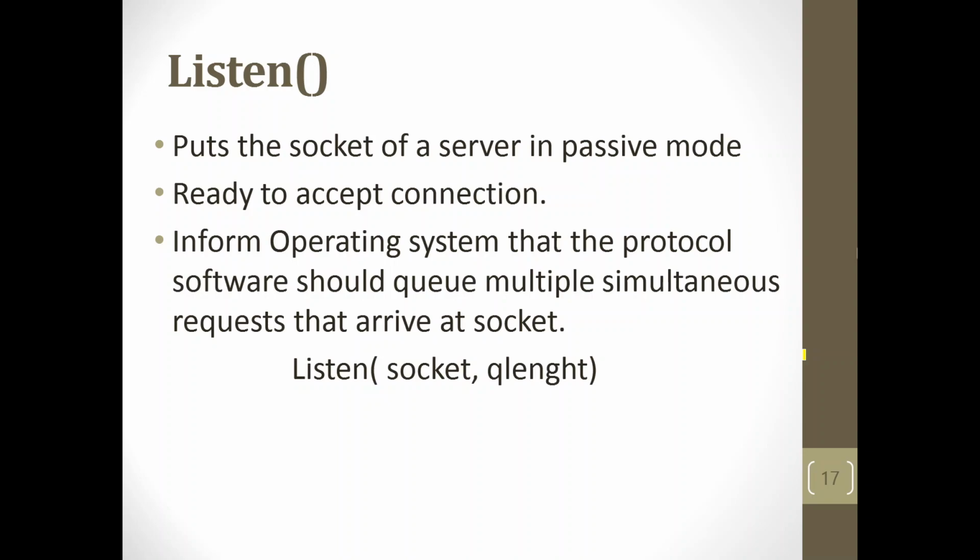The listen function shall mark a connection with socket, specified by the socket argument, as accepting connections, and the second argument, queue length, specifies the number of incoming connections that can be queued for acceptance. If more than the space specified in queue length, then the operating system will discard these new incoming requests.